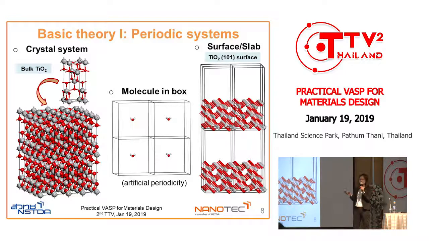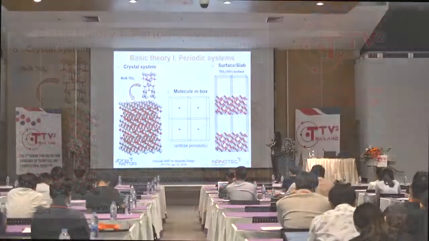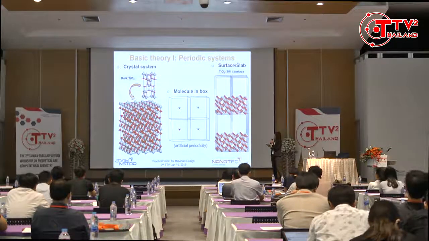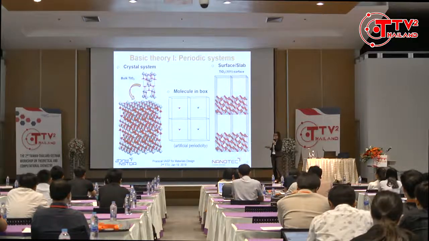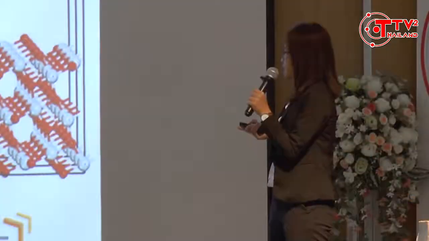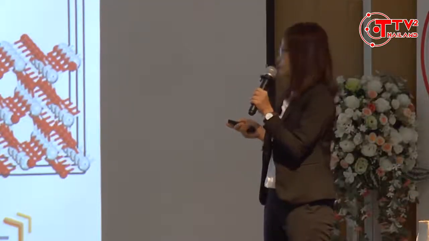And here is an example of a periodic system. So as I said, plane wave can calculate crystals, molecules, and also surfaces. Here is an example of bulk TiO2. When you have the primitive cell of TiO2 and extend it, you can get the structure of bulk TiO2. So if you calculate this, you will know the properties of the whole system.